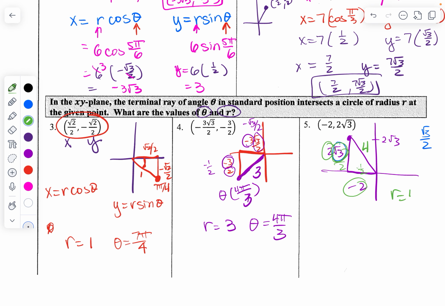So if the radius is 4, that theta would be corresponding to negative 1/2 comma root 3 over 2, which is going to be that 2 pi over 3. All right, that's it.